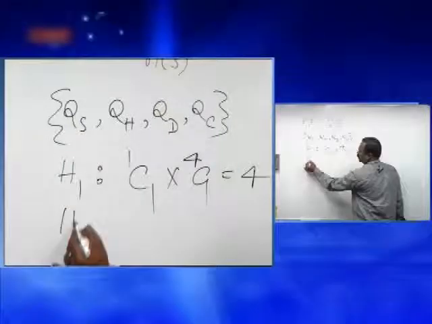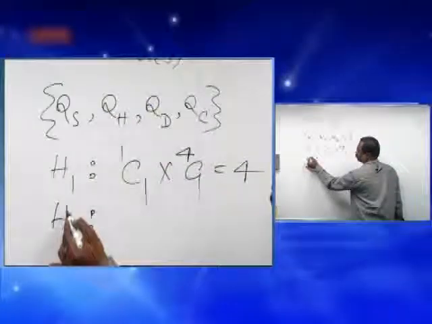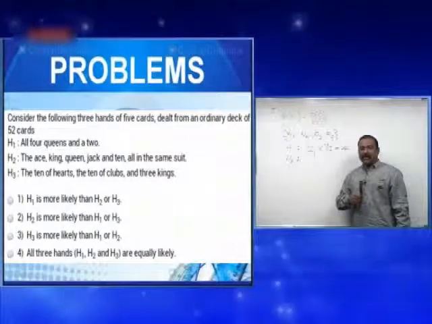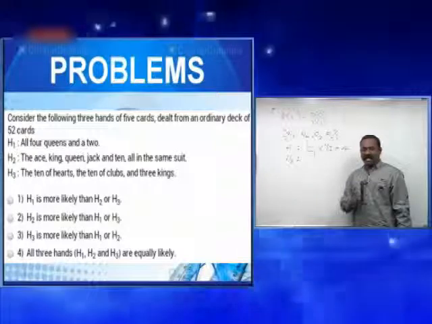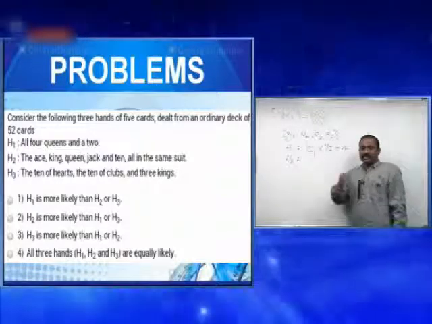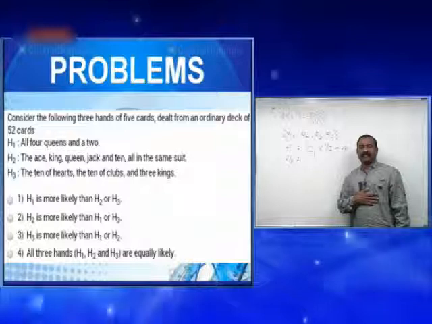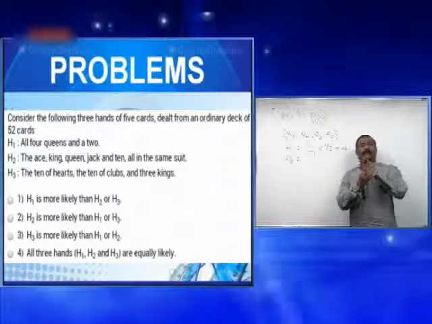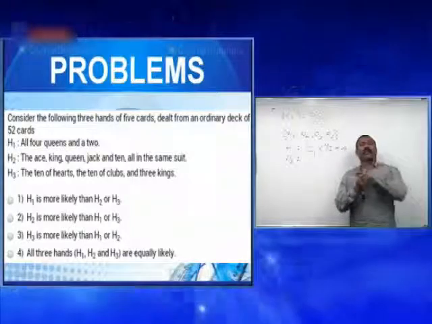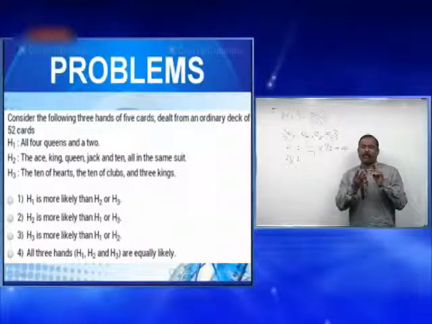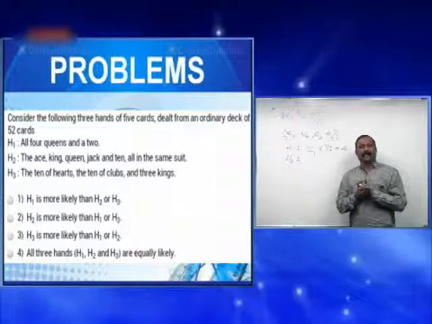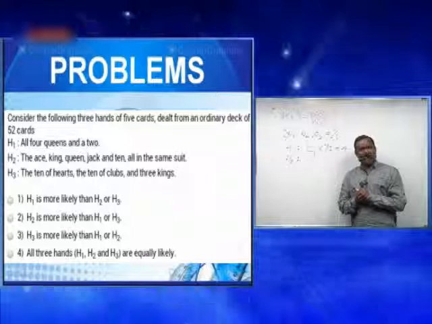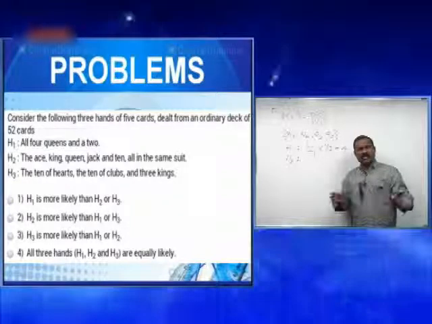Similarly, if you see H2, it is the ace, king, queen, jack and 10 all in the same suit. How many aces will be there? 4 aces will be there. How many kings? 4 kings. How many queens? 4 queens. How many jacks? 4 jacks. So they must be all taken from the same suit.